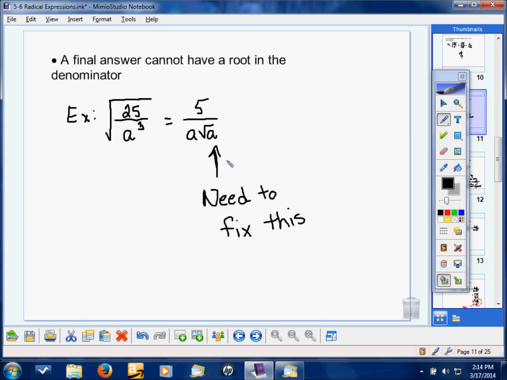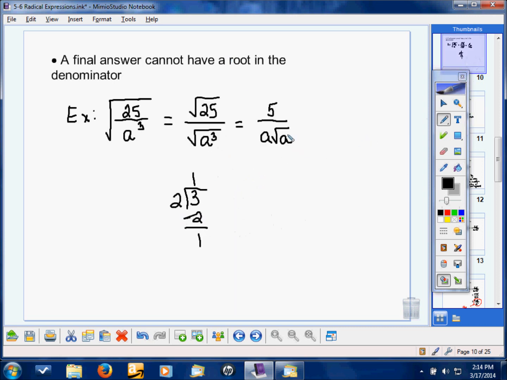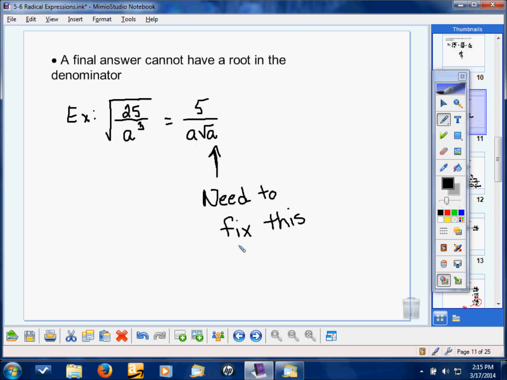Okay, we have a root in the denominator. All I did, Sabrina, I didn't change anything. I just gave more space. This is the same thing as what comes up in the next slide. I just wrote a little note that we need to fix that. We cannot have this square root in our final answer, so we have to figure out a way to get rid of it.